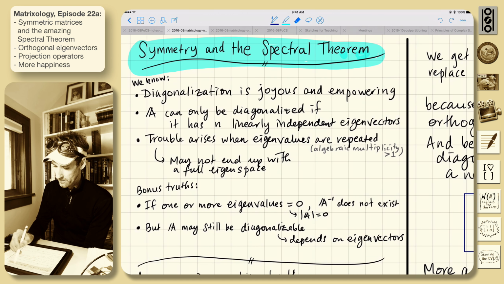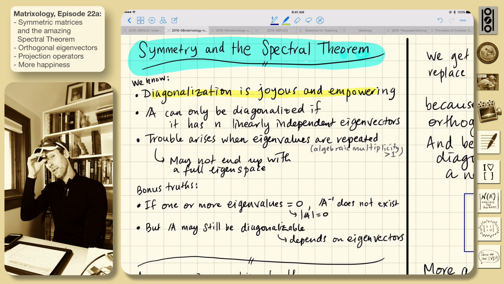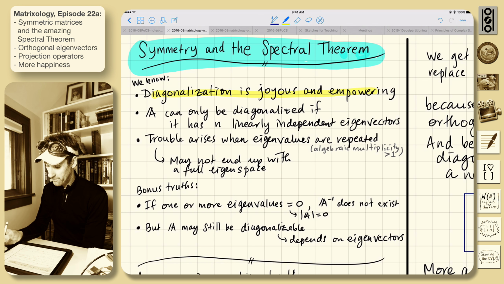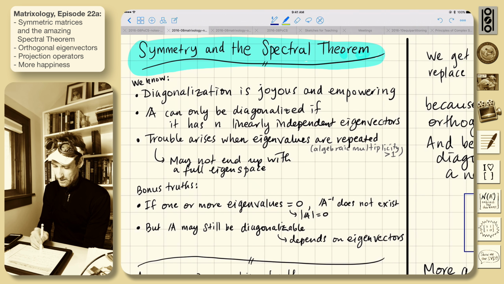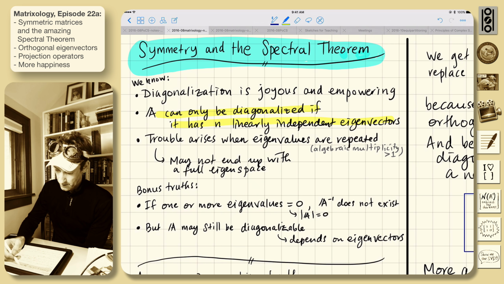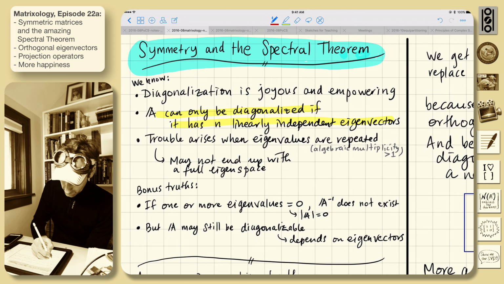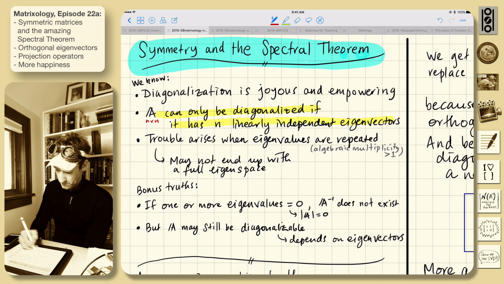I know that I can erase things. So diagonalization is fantastic, right? Really good. Enables us to do all sorts of things. Very nice. This is important. So A can only be diagonalized if it has n linearly independent eigenvectors. Very important. So let's get that right. We're talking about an n by n matrix, of course, right?